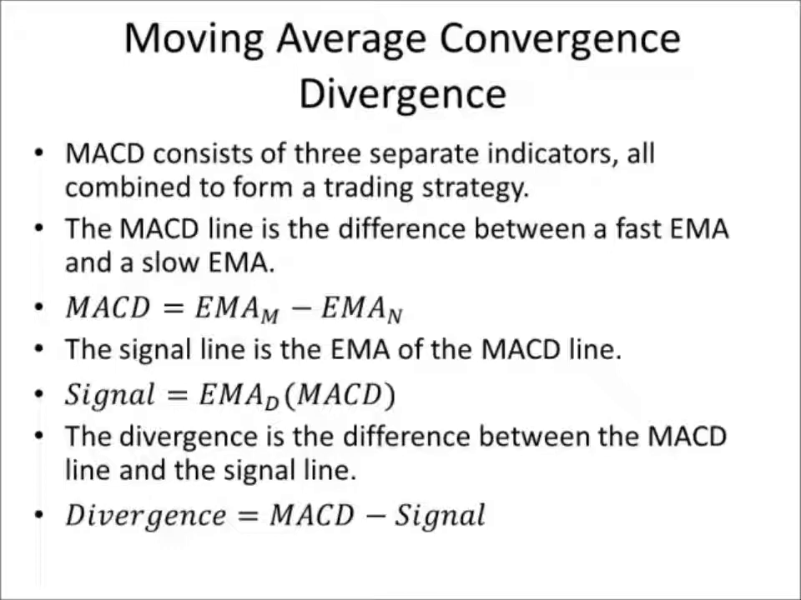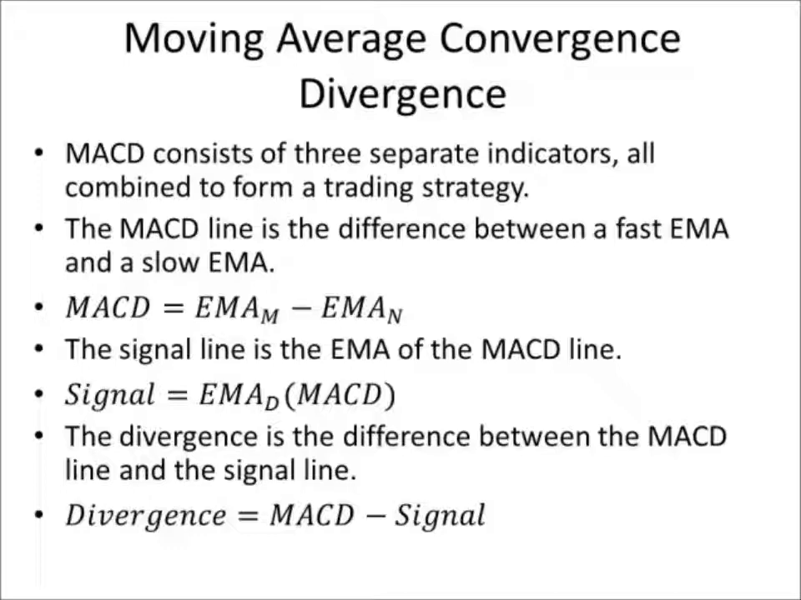The signal line is the EMA of the MACD line. So the signal line will be a moving average of this MACD line, which we've calculated before. And finally, we have the divergence, which is the difference between the MACD line and the signal line. So the divergence equals MACD minus signal.